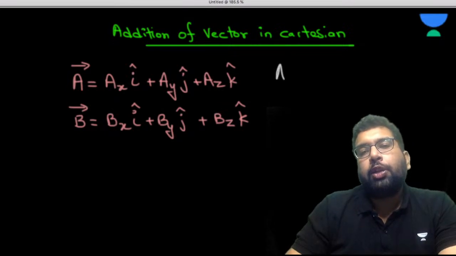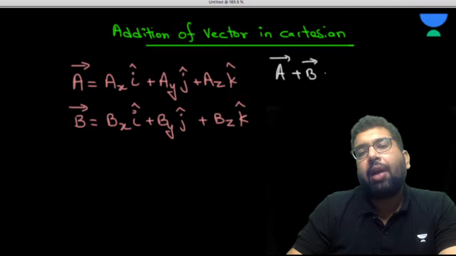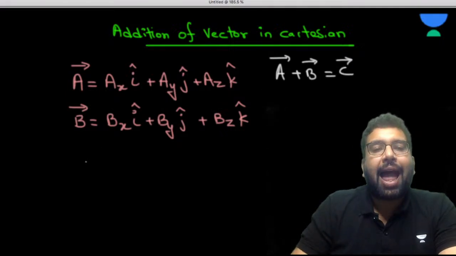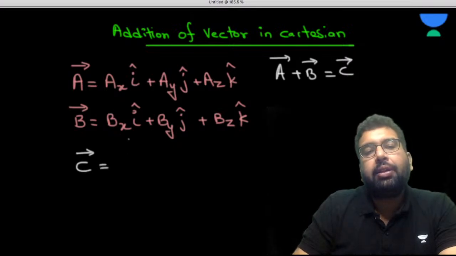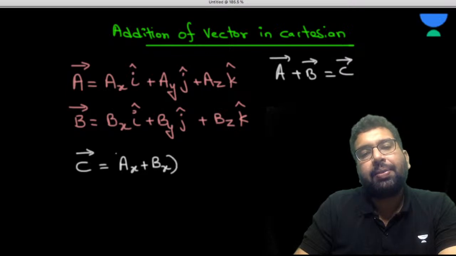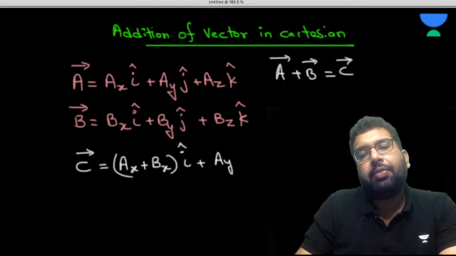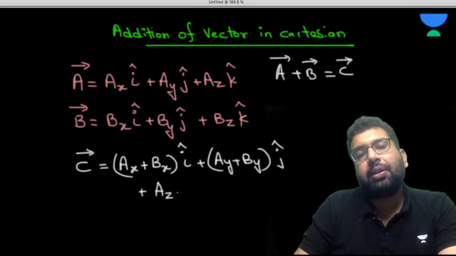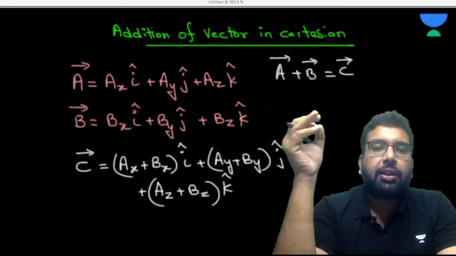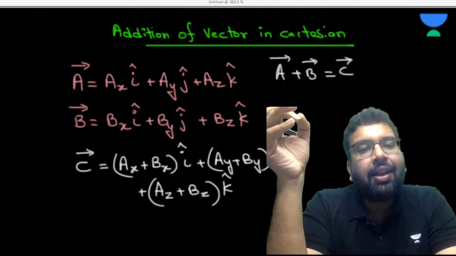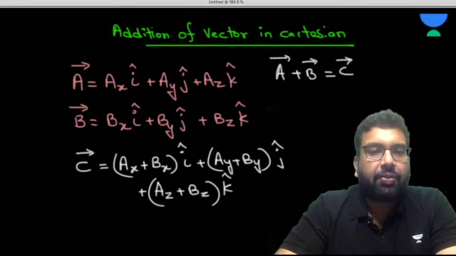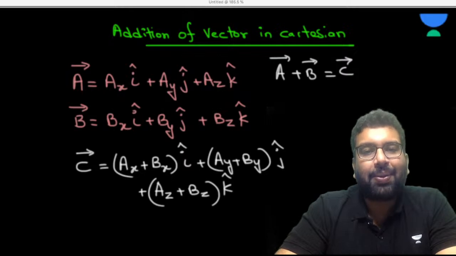When two vectors are added, you are going to have a resultant, let's call it vector C. If I add these two vectors, very simple, you need to add the i components, the j components, and the k components. So simply, when you are adding two vectors in Cartesian, just add the i factors, the j factors, and the k factors. Very simple. There can't be anything simpler than this.